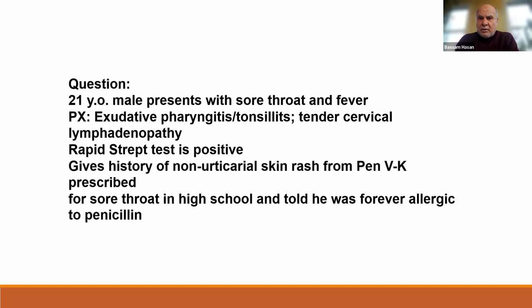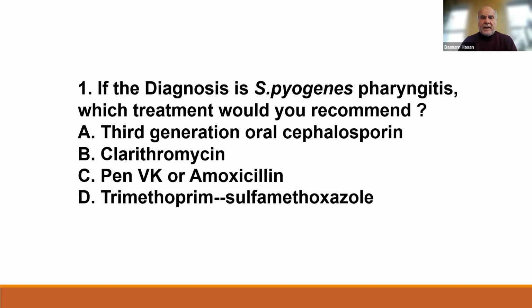A 21-year-old male presents with sore throat and fever. Exudative pharyngitis, tonsillitis, tender cervical lymphadenopathy, rapid strep test is positive. He gives a history of non-urticarial skin rash from penicillin VK, prescribed for sore throat in high school, and was told he was forever allergic to penicillin. If the diagnosis is Strep pyogenes pharyngitis, which treatment would you recommend? Third generation oral cephalosporin, clarithromycin, penicillin VK or amoxicillin, or trimethoprim-sulfa.